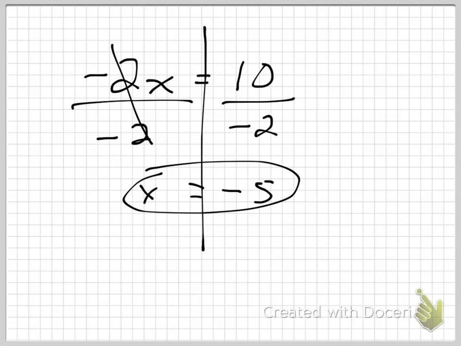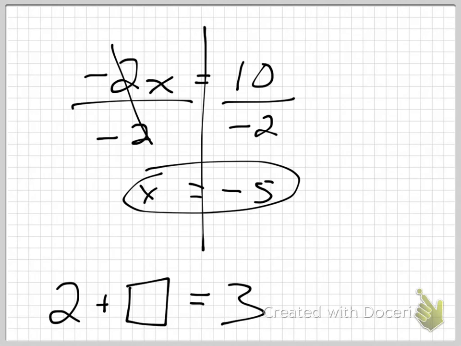Yes, Jonathan. That's what you did in kindergarten, right? 2 plus a box is 3. We're trying to find out what the letter is to make it that. Do you all see this and understand this?